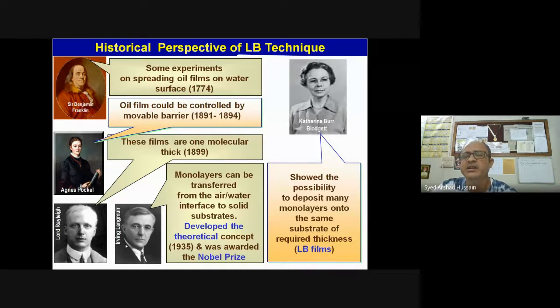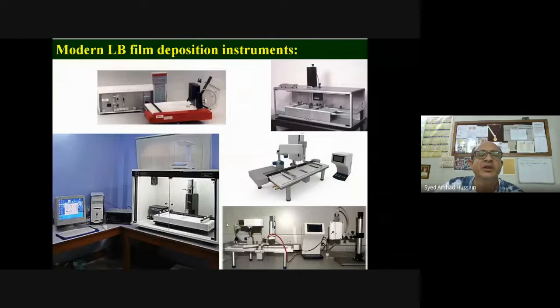After some time, his student Katharine Blodgett extended the technique and developed the process to transfer this floating layer onto a solid support. Accordingly, this technique was named after these two scientists the Langmuir-Blodgett technique, or simply LB films. So these are some LB machines. You can see we also have these machines.